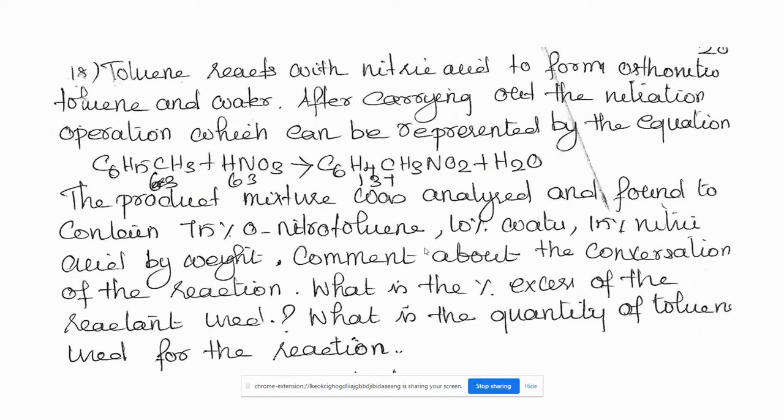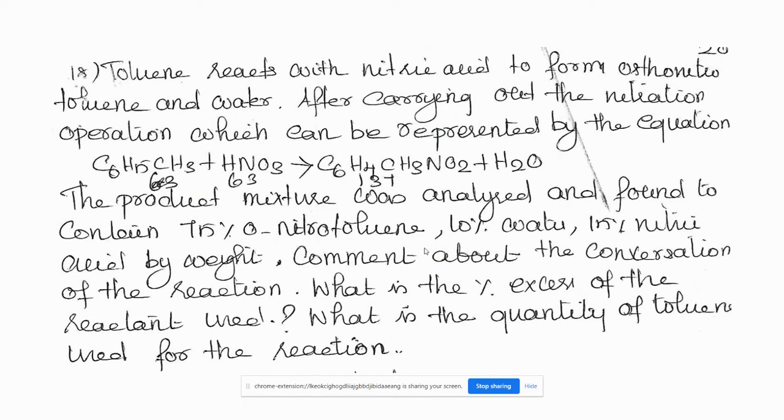After carrying out the nitration operation, which can be represented by the equation C6H5CH3 plus HNO3 gives C6H4CH3NO2 plus H2O, the product mixture was analyzed and found to contain 75% orthonitrotoluene, 10% water, 15% nitric acid by weight. Comment about the conversion of the reaction, what is the percentage excess of the reactant used, and what is the quantity of toluene used for the reaction.